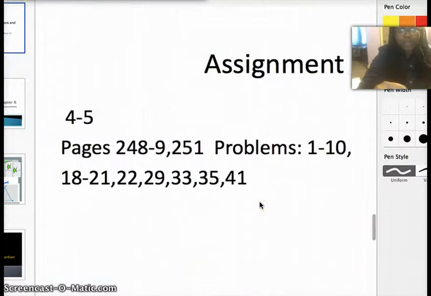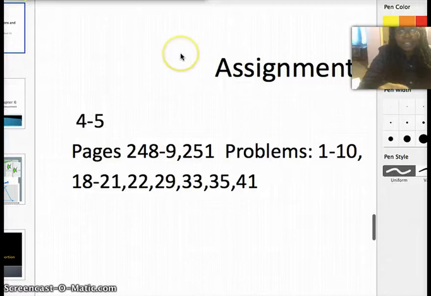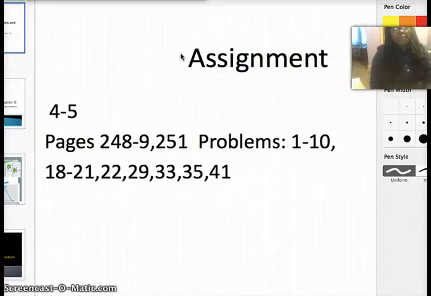All right, let me get this back to a normal size. Oh, you can see everything here. Here's your assignment. Make sure you do it. Try it as best you can. Let me know if you have any trouble.